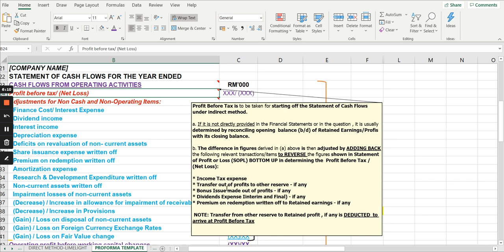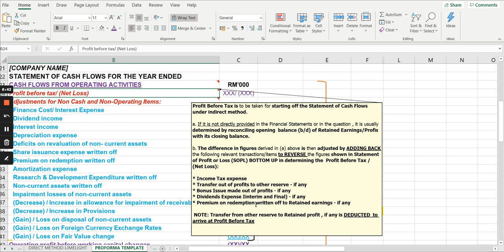You need to add back any transfer that is made out of profits to other reserve, and any bonus issue declared out of the retained profit to the shareholders. Remember, bonus issues are non-cash transactions. Or maybe the most common thing that happens to a company is their dividend expense, either an interim or final dividend. So that has to be added back.